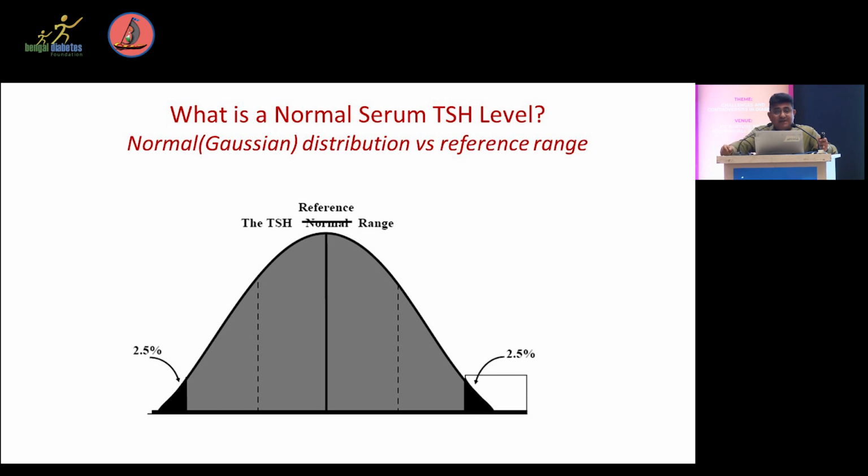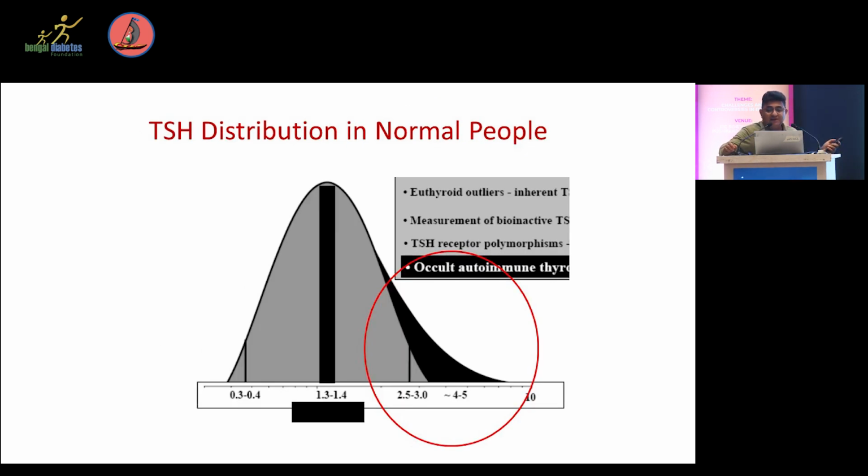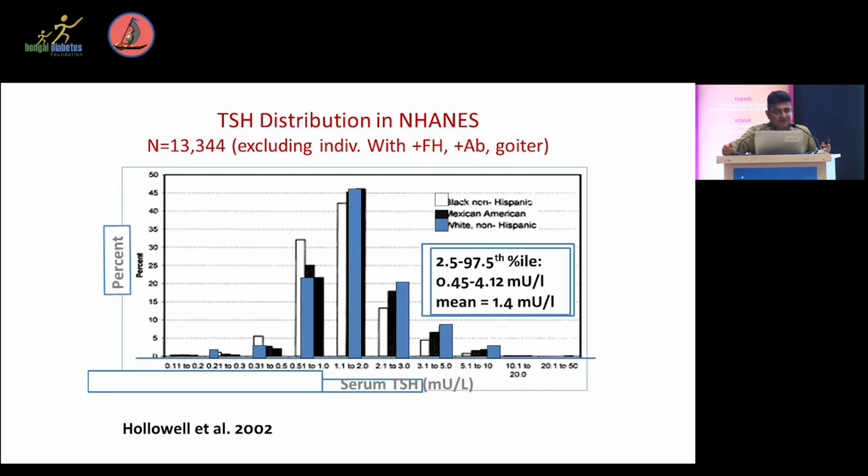But for TSH, there are some interesting observations. For example, there will be some euthyroid outliers. That means some people may have a high TSH like 6 or 7, but they can actually be euthyroid. And there could be some occult autoimmune thyroid disease where your TSH could be absolutely normal, but they may have autoimmune thyroid disease going on. So this is somewhat fallacious, and that's why we have to be very careful in making a diagnosis of subclinical hypothyroidism.